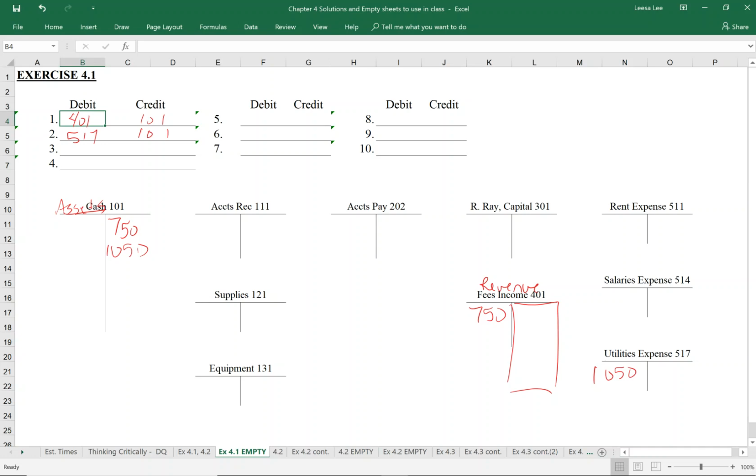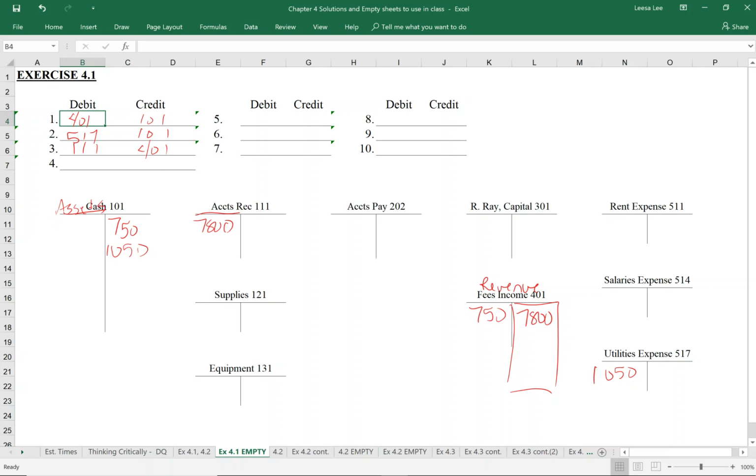Okay, number 3, provided service for $7,800 on credit. Anytime you see provided service, that's your revenue. So $7,800 of revenue, and the customer did not pay. They're going to pay us later, so instead of cash we get accounts receivable, and the debit side is our normal side, so $7,800 there. So our debit is 111 and our credit is 401.